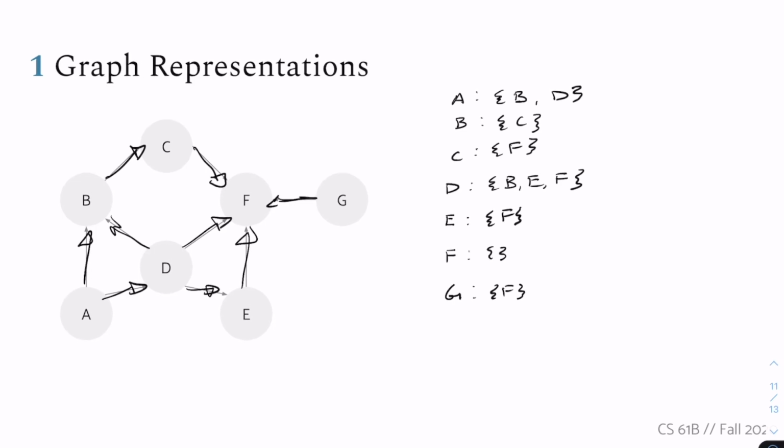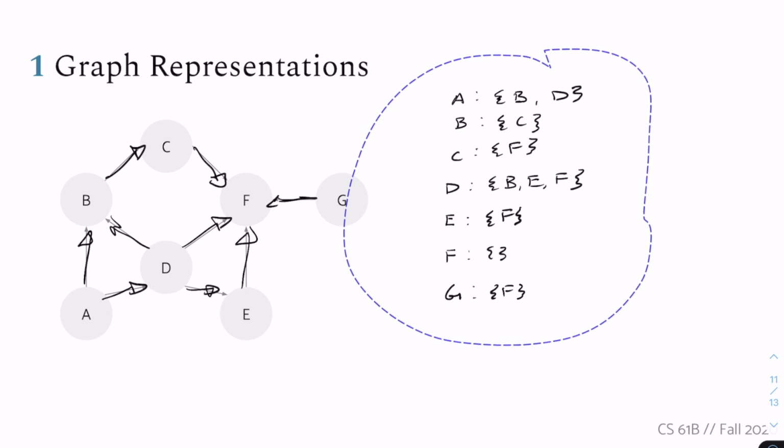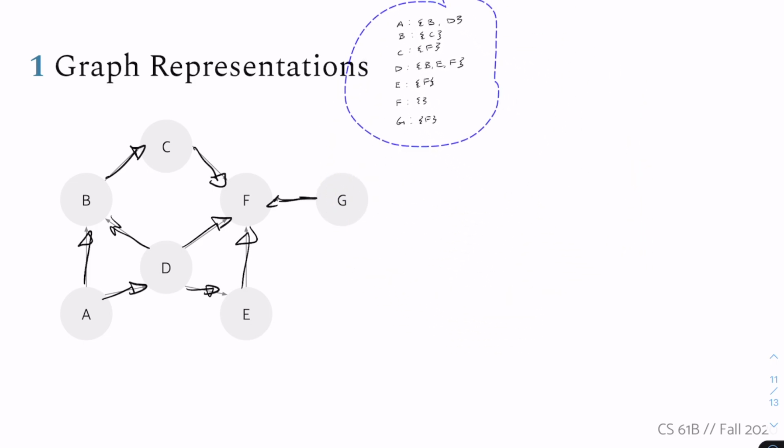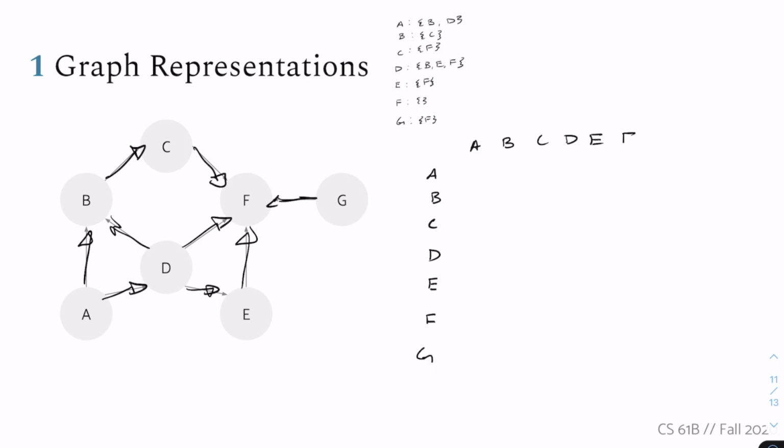Now writing this out in the form of an adjacency matrix is going to be A, B, C, D, E, F, G. It's going to get a little bit messy because this is not graph paper. So obviously A does not have a path from itself, and A does have a path to B. A doesn't have a path to C, does have one to D, and then nothing for the rest.